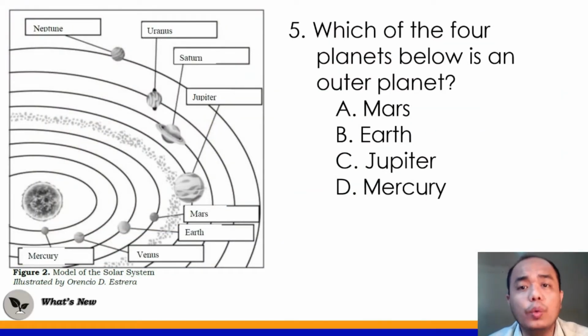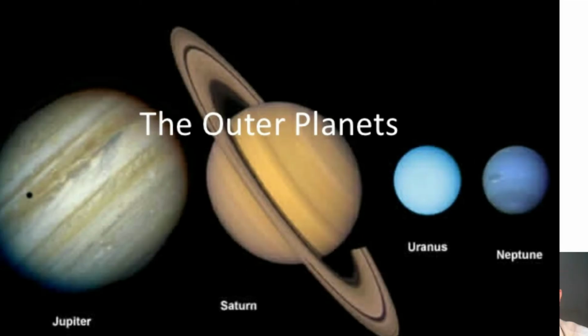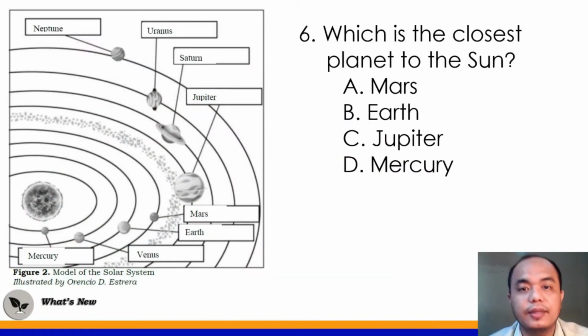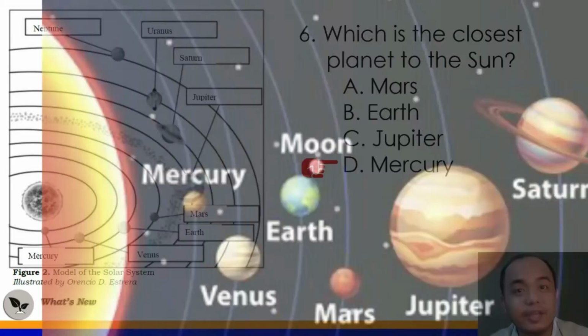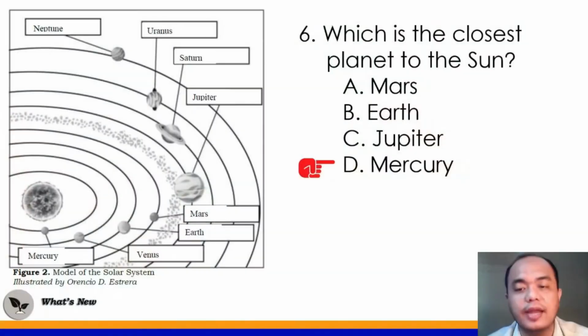Number 5. Which of the 4 planets below is an outer planet? A. Mars, B. Earth, C. Jupiter, or letter D. Mercury? Yes, it's Jupiter. Jupiter is an outer planet. Number 6. Which is the closest planet to the Sun? A. Mars, B. Earth, C. Jupiter, or letter D. Mercury? Yes, it's Mercury, the closest planet to the Sun.